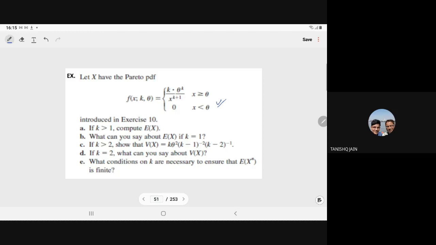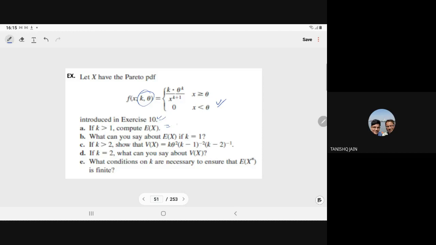In question 10, it is introduced. f(x) means here the parameters are k and theta. So f(x) = k θ^k / x^(k+1) for x greater than or equal to theta, and 0 for x less than theta. Now you have to determine these subparts. If k is greater than 1, compute E(X).